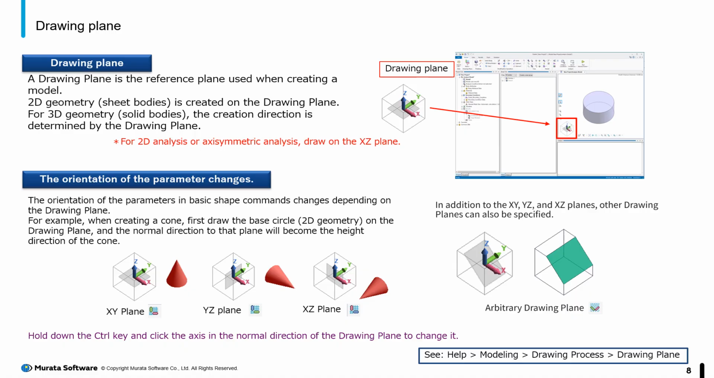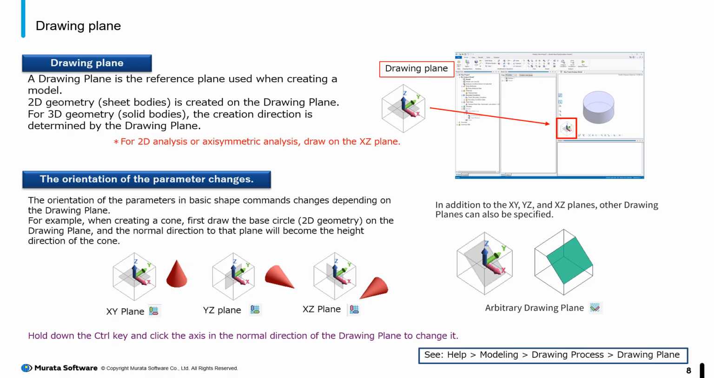Next, I will explain the drawing planes in Femtet. The drawing plane serves as the reference plane when creating a model. For example, 2D shapes, such as sheet bodies, are created on the drawing plane. Additionally, the extending direction of 3D shapes, such as solid bodies, is influenced by the drawing plane. For instance, in the case of a solid body like a cone, the normal direction of the drawing plane corresponds to the height direction of the cone.